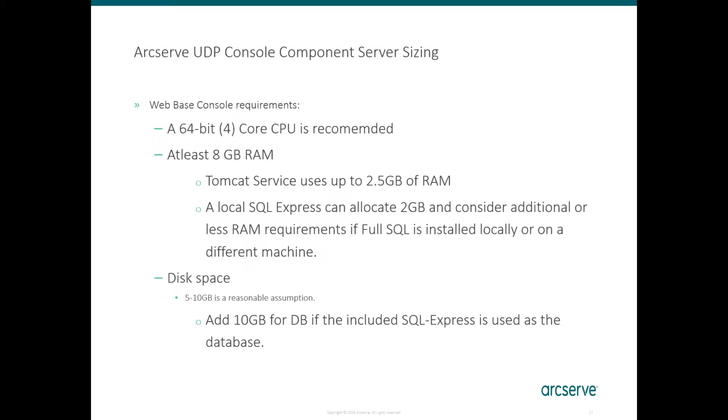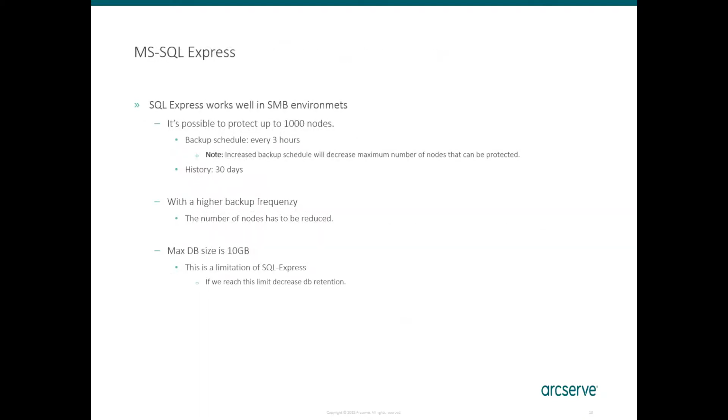Another great advantage of the console is the 64-bit architecture. It typically requires about 8 gigs of RAM. Again, SQL Express is installed by default. Typically, 10 gigs of space is required with the database in mind. Speaking of the database, SQL Express is installed. Typically, that can maintain about 1,000 nodes.